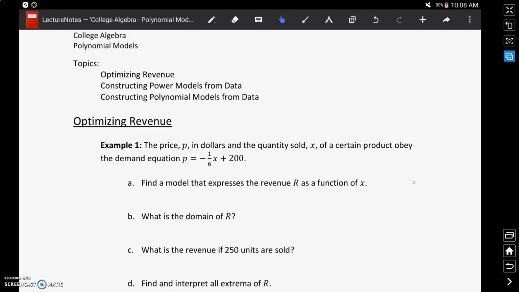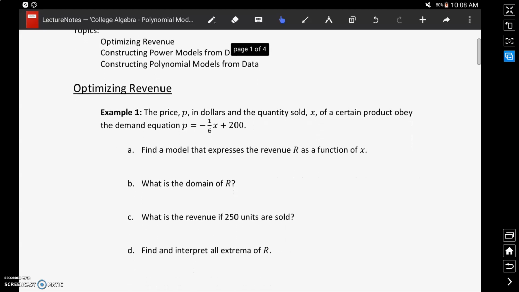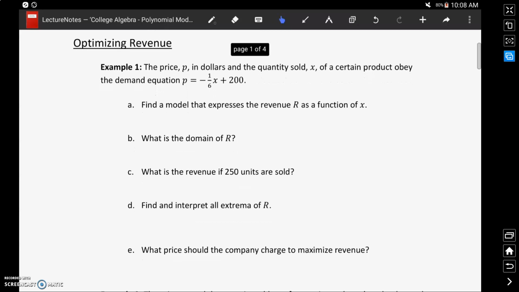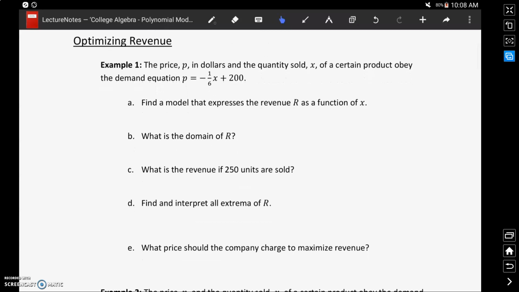In this section, we want to start things off by looking at how polynomial models can be used to look at problems involving optimizing revenue. In example 1, we're told that the price P in dollars and the quantity sold, X, of a certain product obey this given price demand function. P equals -1/6 X plus 200. This equation is actually a linear equation.